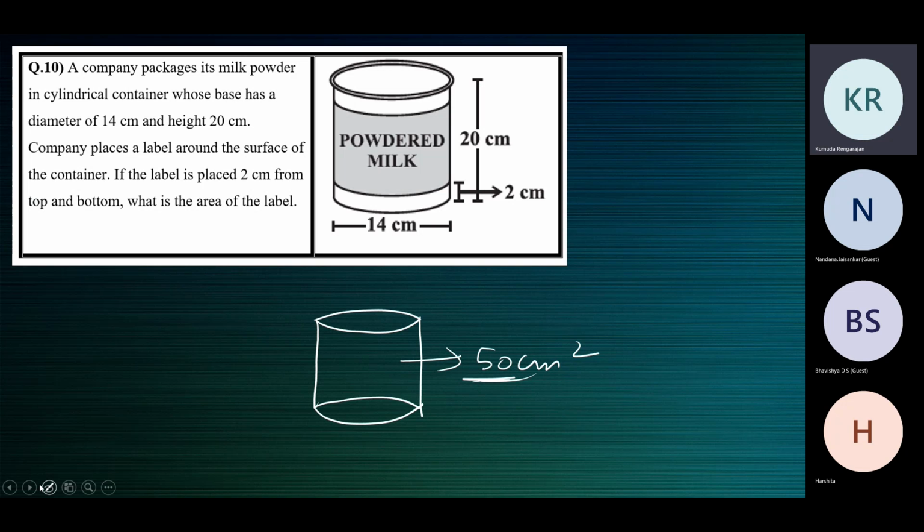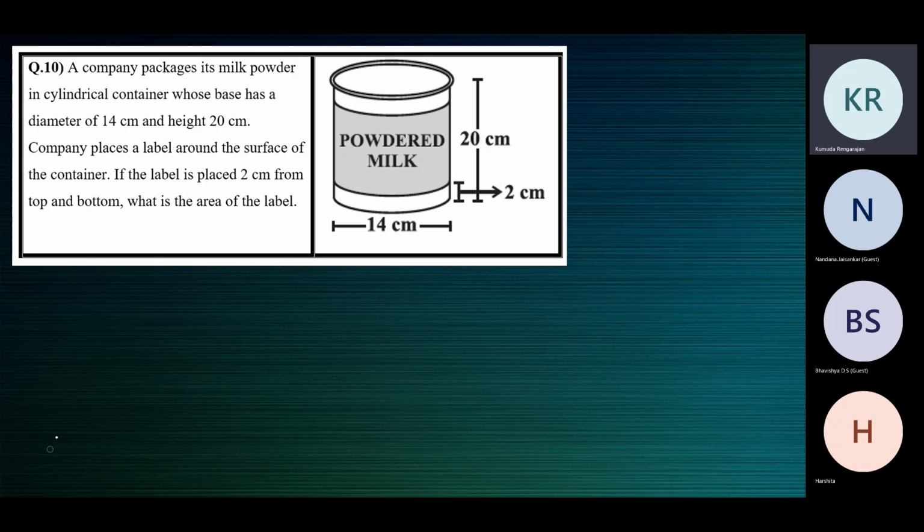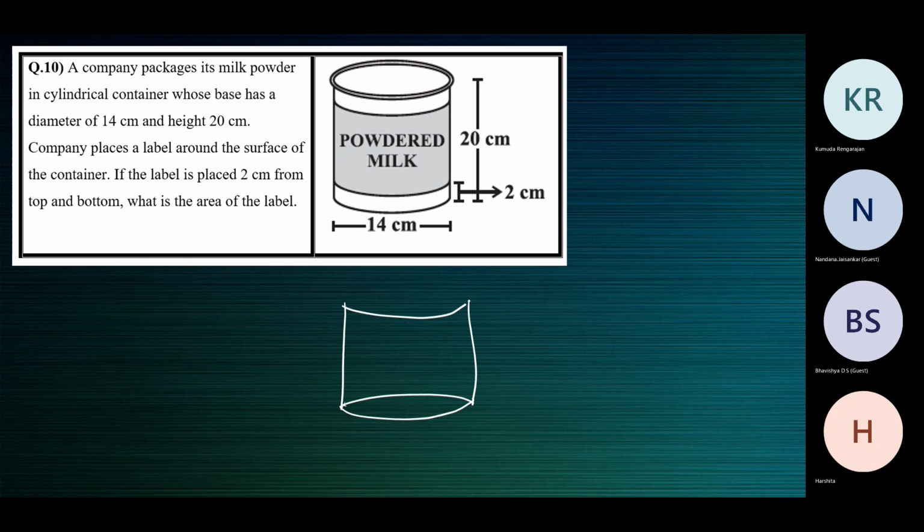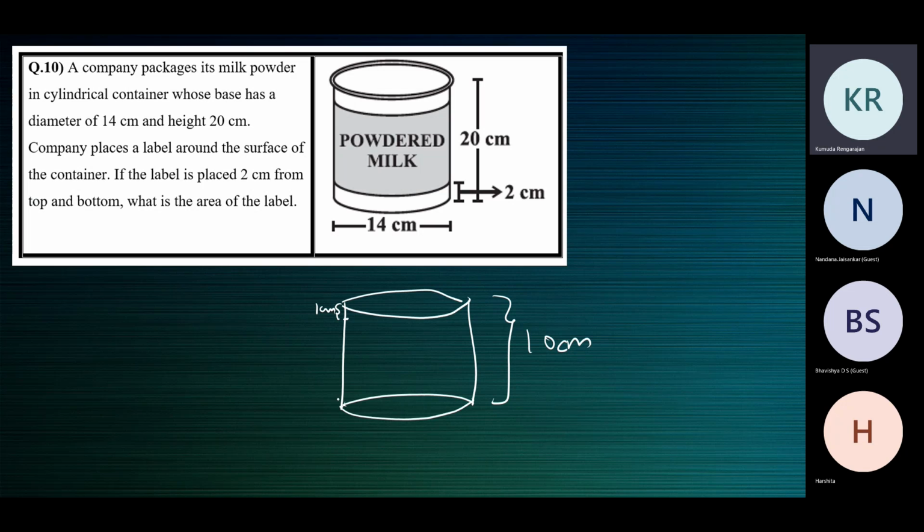Now, supposing you're not covering the CSA completely, you know how you're going to cover? You're going to cover it like this. Now, supposing the height of the cylinder is say 10 centimeters. You're leaving 1 centimeter on the top. You're also leaving 1 centimeter at the bottom. So you're covering only this part of the curved surface area of the cylinder.